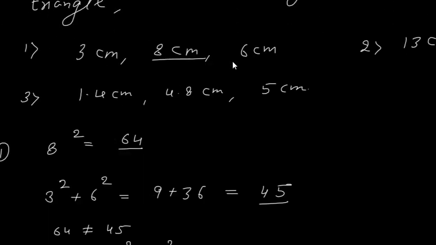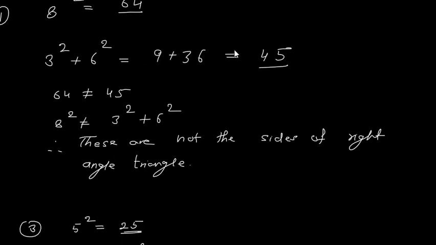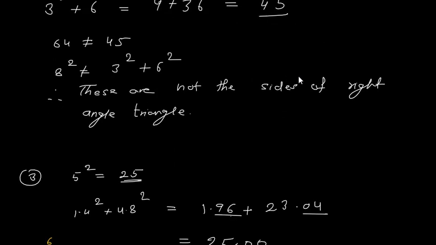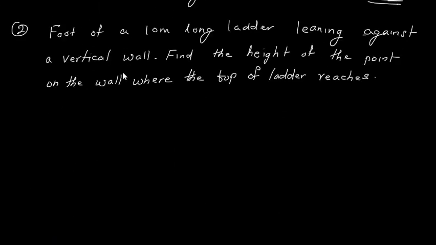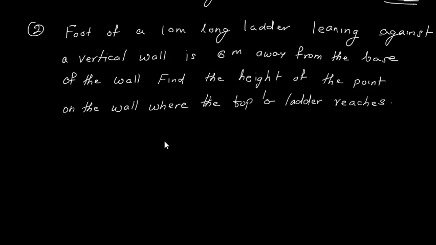Okay, you have to check whether the given triangle is a right angle triangle or not, and you have to find the length of the hypotenuse in case it is a right angle triangle. Second question is: foot of a 10-meter long ladder leaning against a vertical wall is 6 meters away from the base of the wall. Find the height of the point on the wall where the top of the ladder reaches.